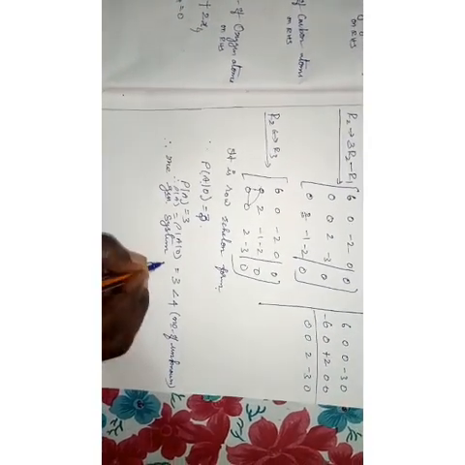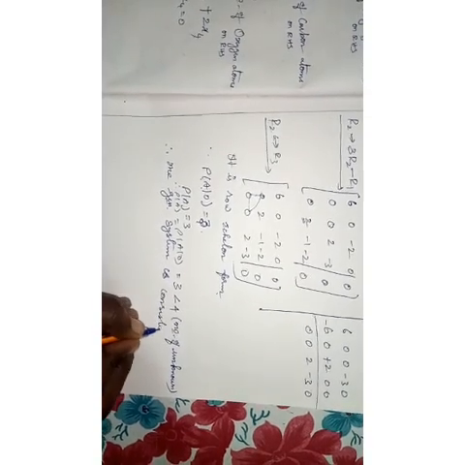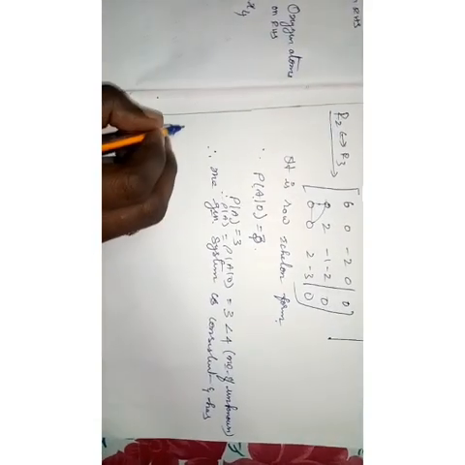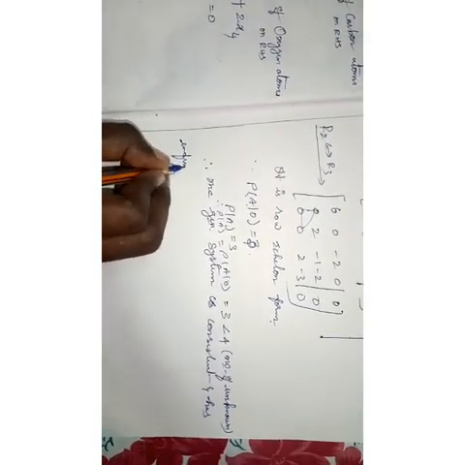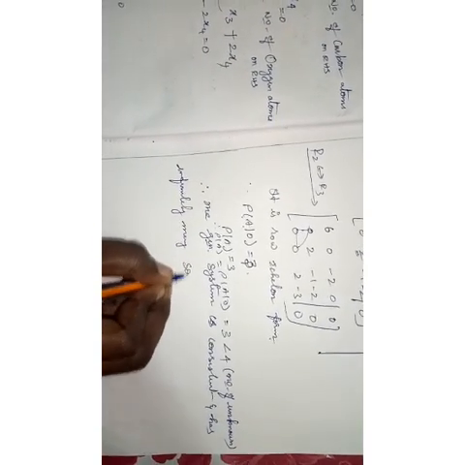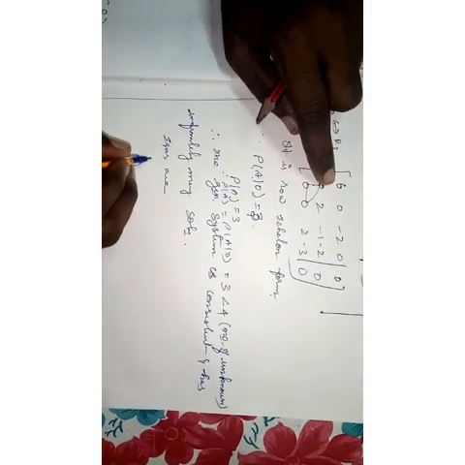Is it clear? Therefore the given system is consistent and has infinitely many solutions. Is it clear? Any doubt for this? Then you take and write the equations. Okay, so equations are, how to write?